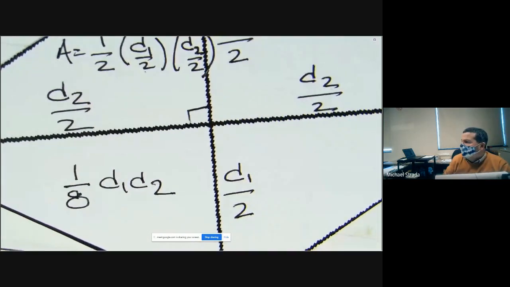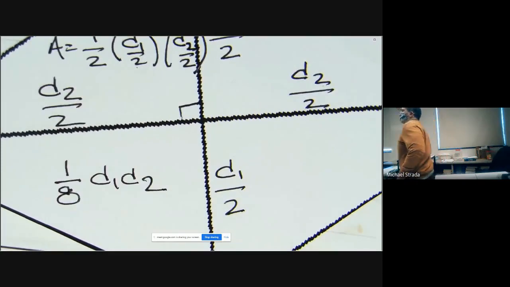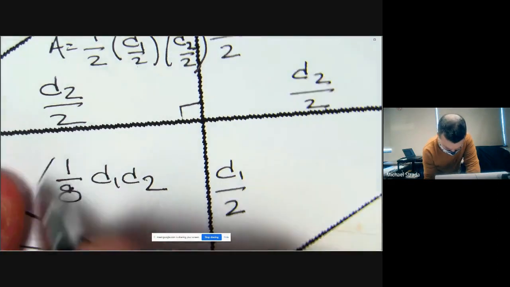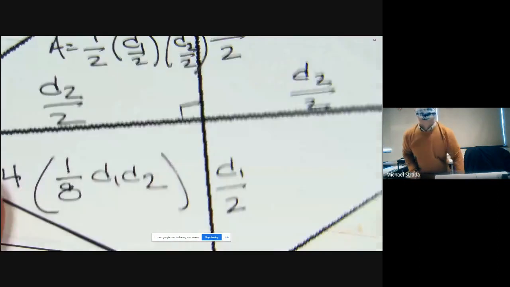Everybody agree with that? How many triangles do I have total? 4. Are they all congruent? Yep. So to get the area of the whole figure, what's the quick and easy way to do it based on what I have? All 4 are congruent. I have the area of 1. What's going to be the easiest way to get the area of the whole figure? Multiply by 4. So I'm going to take 1/8 D1 D2 and multiply by 4. Do that for me. Give me a simplified variable expression.